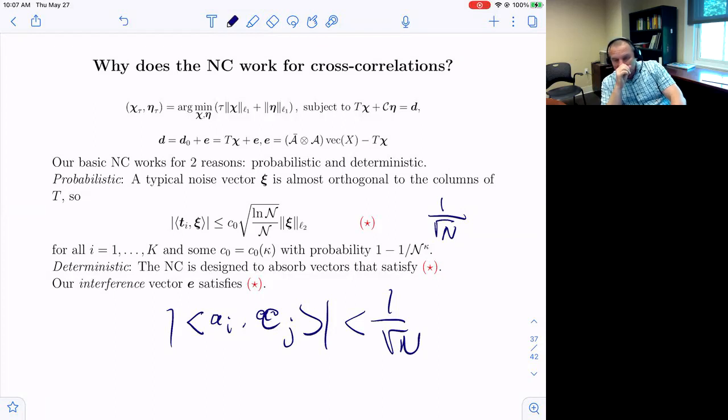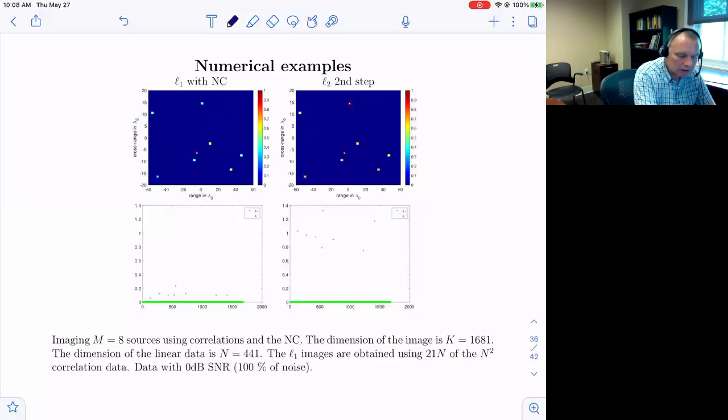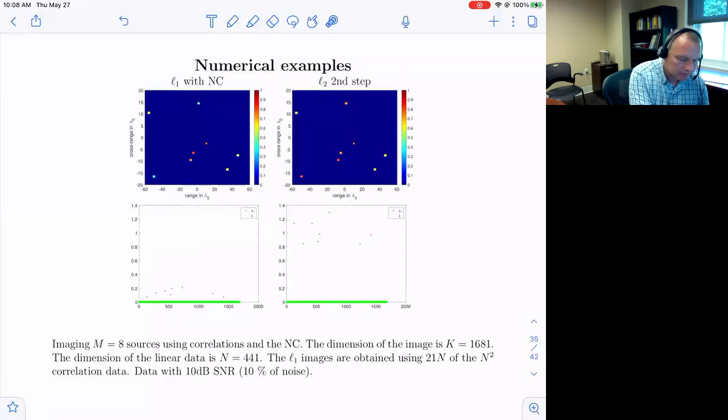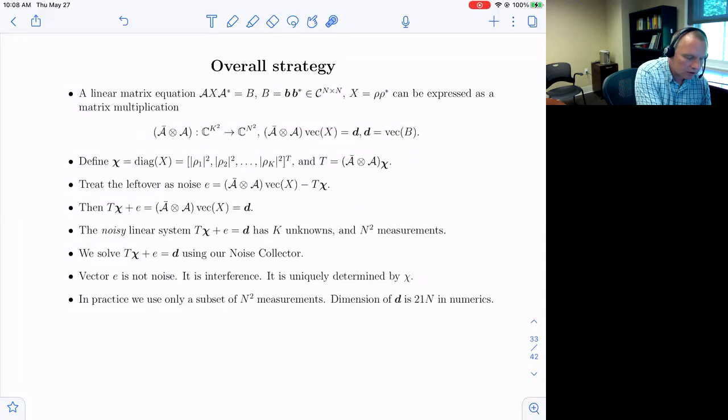So we use, there is data that I skipped because I didn't have time. For example, on this picture, the dimension of the image, wait, where is it? So what we use is this. We take 21 times the dimension. So it's a linear amount of data essentially. The total number of measurements is n squared, but we really take 21n measurements in all the experiments I showed you on this picture. So we don't use all the quadratic measurements.